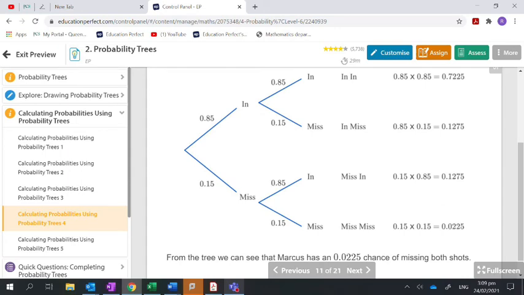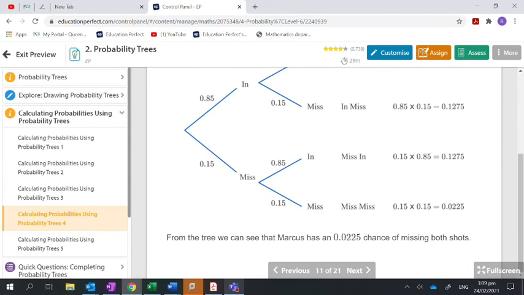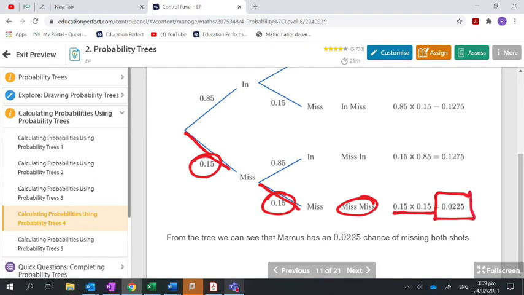Good deal. Okay? So if he misses both shots, which branch has missed both shots? Miss. So right there. So it's 0.15 times 0.15, which gives us 0.0225 as his probability for missing both shots. So how likely is it that he's going to miss both shots? 0.0225, so not very likely, is it? Okay? Excellent.